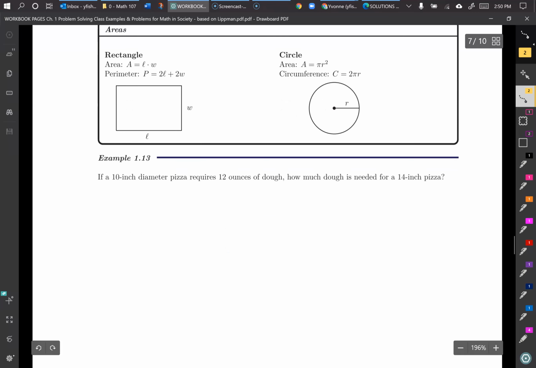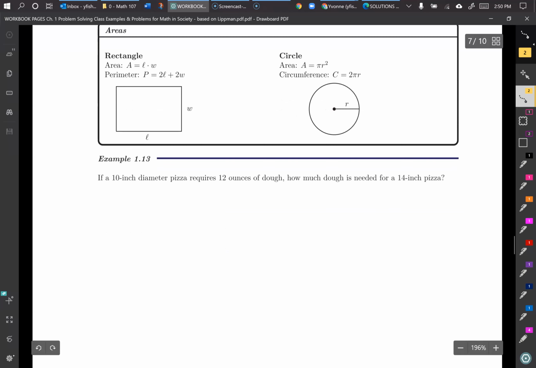We have this problem. We're going to look at example 1.13. If a 10-inch diameter pizza requires 12 ounces of dough, how much dough is needed for a 14-inch pizza? Now, any of these you can do as a classwork if you want to pause, if you think you have the idea how to do it and want to go for it and just check your answer, that is totally fine. I think many of you do that. However, this one I am going to do as an actual example here.